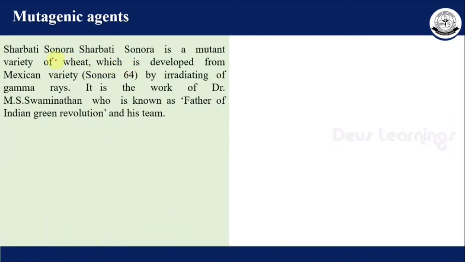Okay, then there's an example, for example, Sharbati Sonora. Right? And Sharbati Sonora is a mutant variety of wheat. It was developed from the Mexican variety Sonora 64 by irradiating with gamma rays, and this was done by M.S. Swaminathan, who is known as father of Indian Green Revolution. Just remember for your exam.